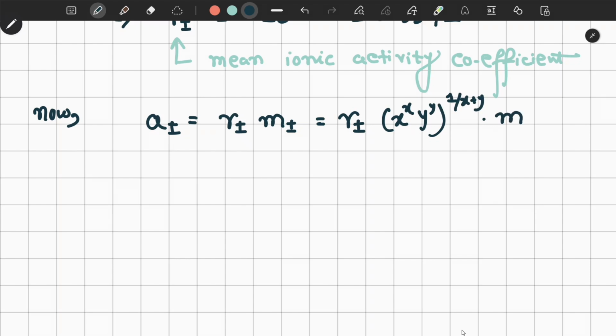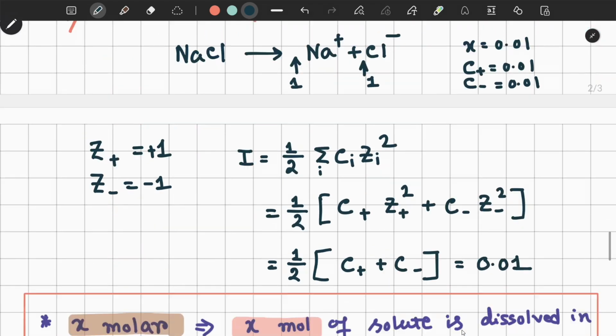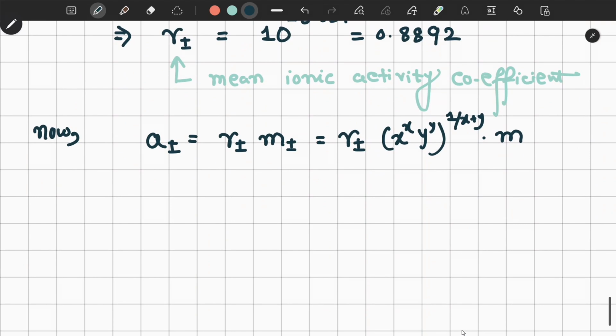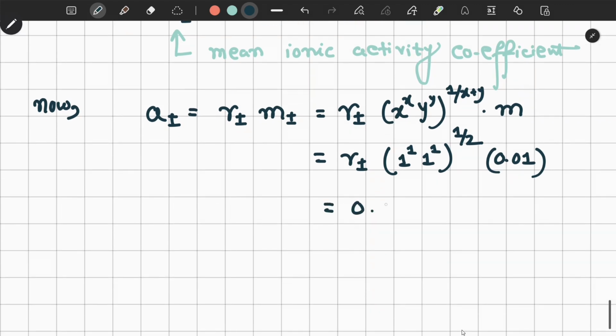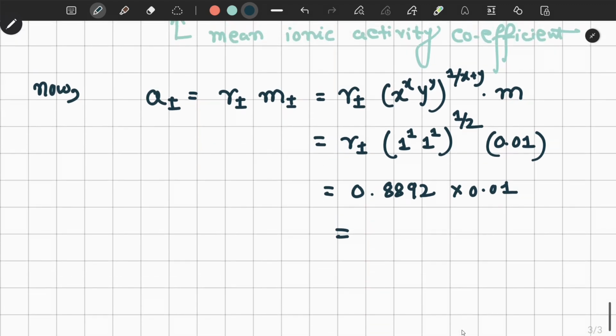What is x and y? Both are 1. If you remember, this is for NaCl. This is x, this is y, the coefficients. So x and y both are 1. So it will be 1 to the power 1, 1 to the power 1, and 1 by 2. And m was 0.01 molar, if you remember. So it will be 0.8892 into 1 into 0.01. So what will be the answer?